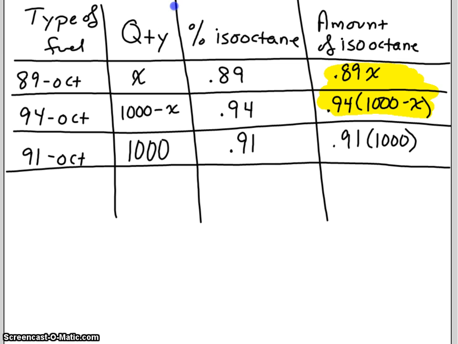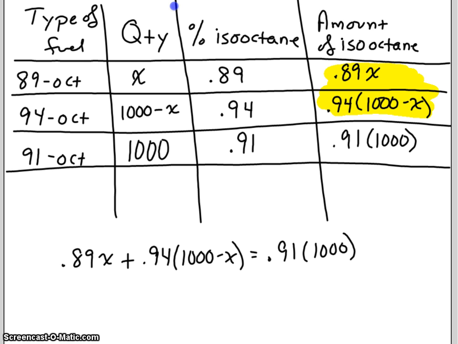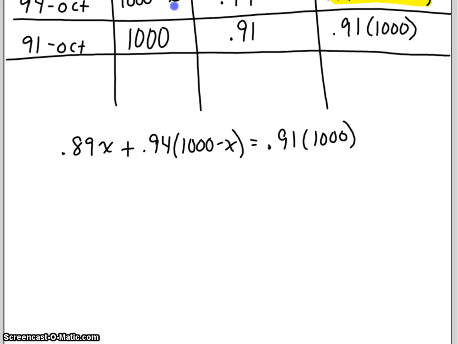So we can write that as an equation now. We're taking the 0.89x. So that amount of isooctane is being added to 0.94 times 1,000 minus x, that amount of isooctane, and it's going to produce 91% of 1,000 gallons isooctane. So we're actually comparing the concentration of isooctane here. Two concentrations are being added together to produce one concentration of isooctane.